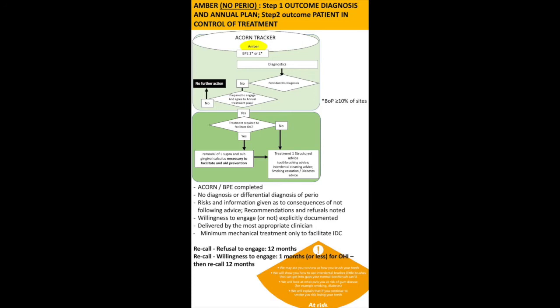If, however, Gareth said, "Oh no, what can I do about it?" he would be given access to the second step for Amber within about a month. At that second step, there might be removal of supra and subgingival calculus if it was necessary to facilitate prevention, and he would be given thorough and structured advice on what he could do to manage his disease risk and the areas of active gingivitis.